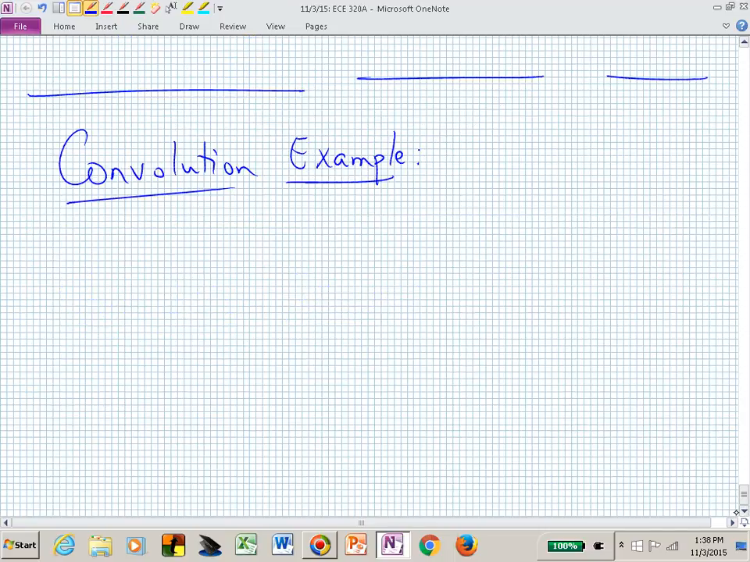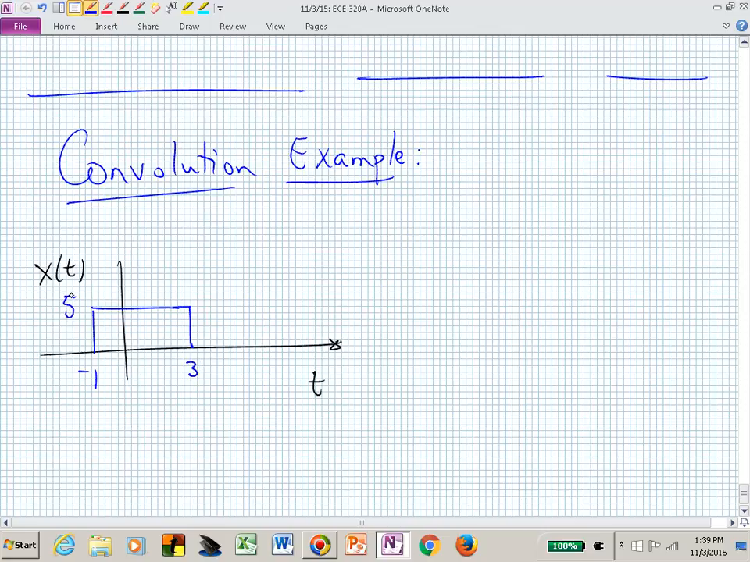Let's see if we can get started on a convolution example. Suppose that somebody says, here is an input, x of t, that I want to apply to a system, and I'm assuming that this input begins before time 0. It starts at minus 3 and ends at 3, and it has an amplitude of 5.